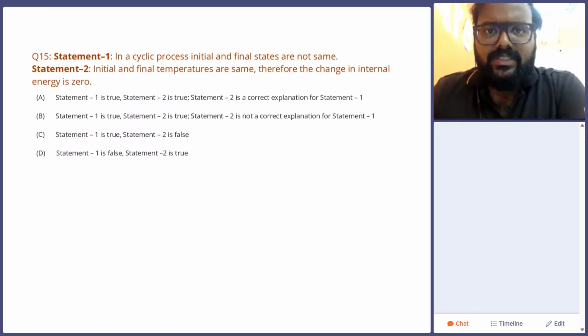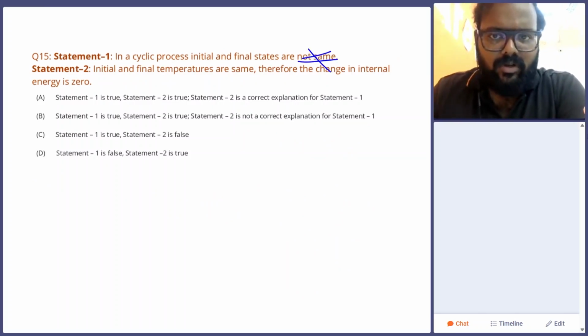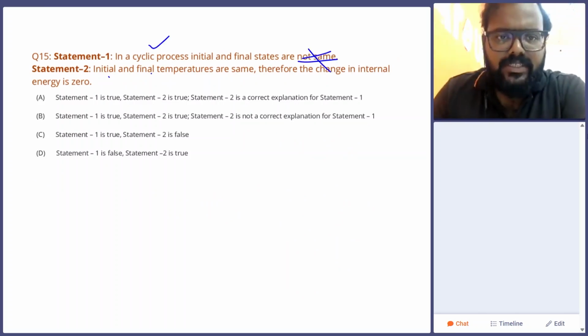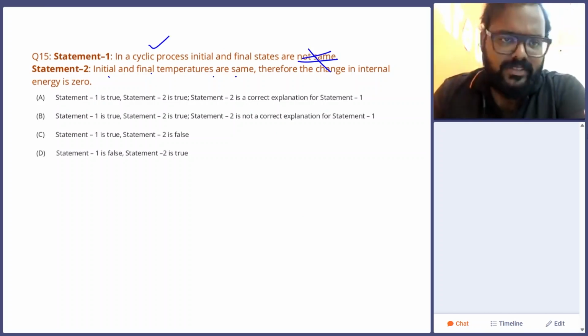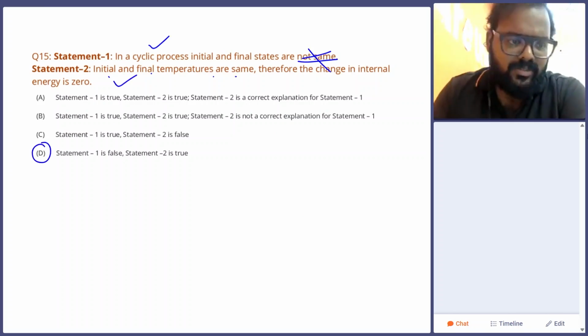In a cyclic process, initial and final states are not the same. No, wrong. Of course, that's why it's called a cyclic process. Initial and final temperatures are the same. Therefore, this is correct. So statement 1 is false, 2 is true.